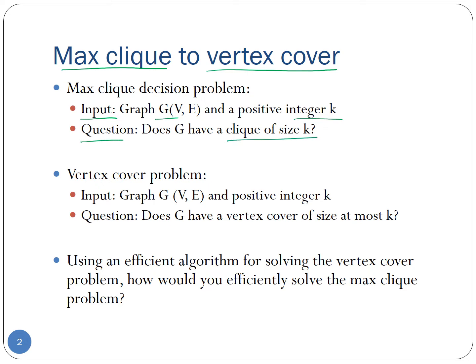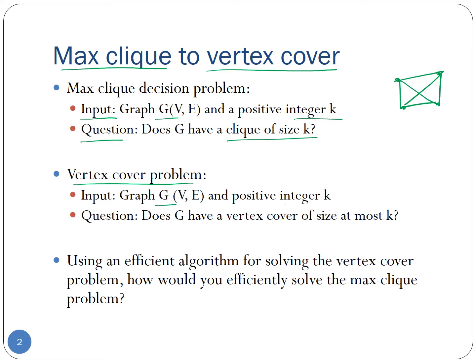Recall that in a graph, a clique of size k means there is a subset of vertices which has k vertices such that every pair of vertices has an edge between them. For example, a clique of size 4 would look like this. Every pair of vertices in this clique will have an edge between them. So that's a clique.